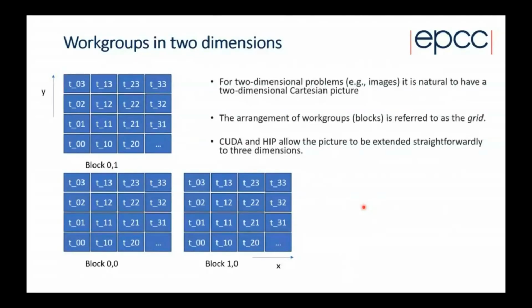So it's natural to have a 2-dimensional picture. We can then arrange work groups, blocks, into a grid. So you have these 3 levels: threads, blocks, and a grid. We can keep going and extend this to 3 dimensions as well, and that's true in both CUDA and HIP. It just gets challenging to visualize in a presentation, so we'll stay to 2 dimensions.